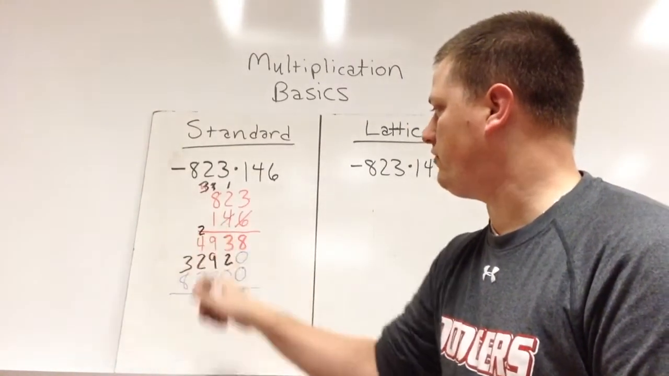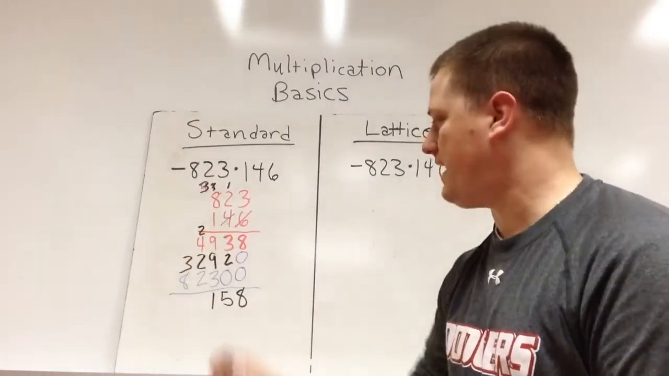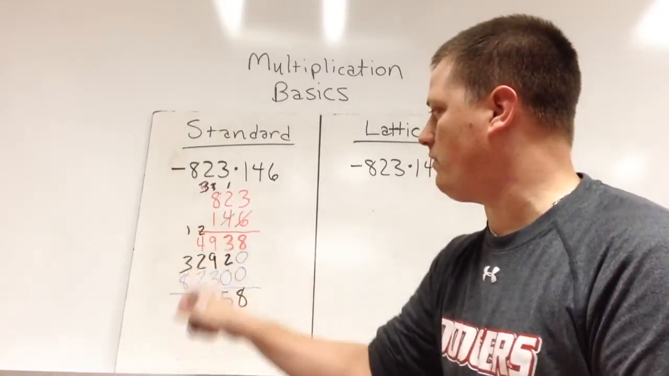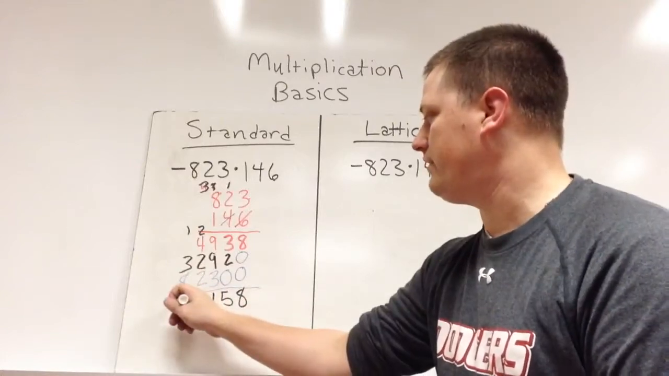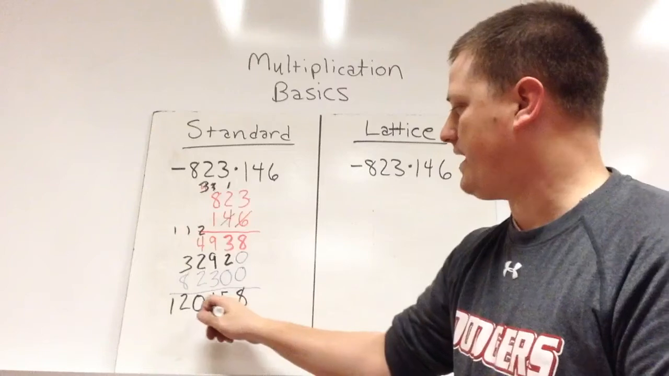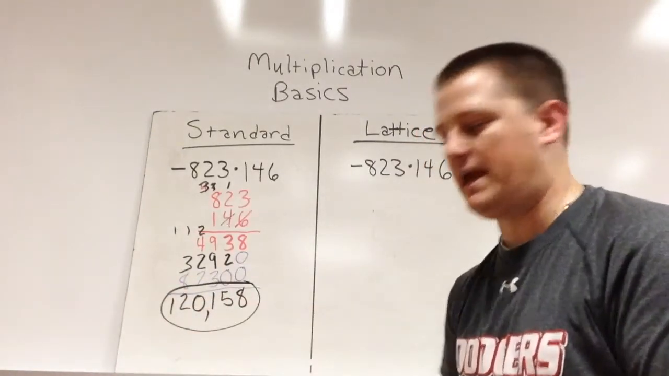So we're going to bring a 2 up. 2 and 4 make 6. 2 makes 8. 2 makes 10. So we're going to put a 0 down, carry a 1. 1 and 3 makes 4, plus 8 makes 12. So 2, carry a 1, and it just drops down. So we have 120,158.